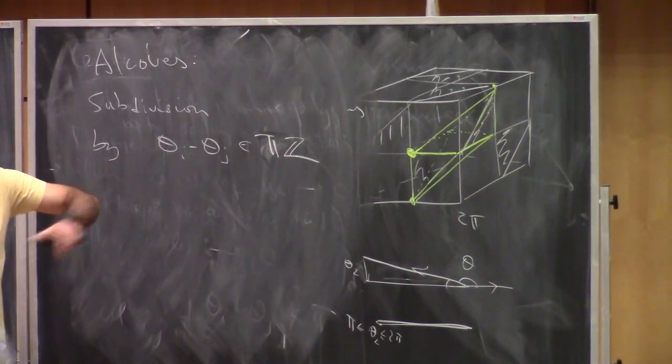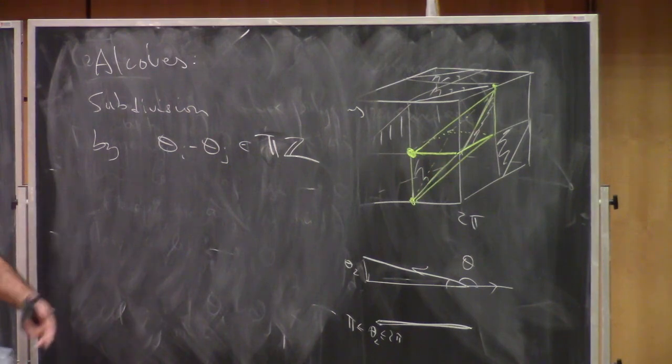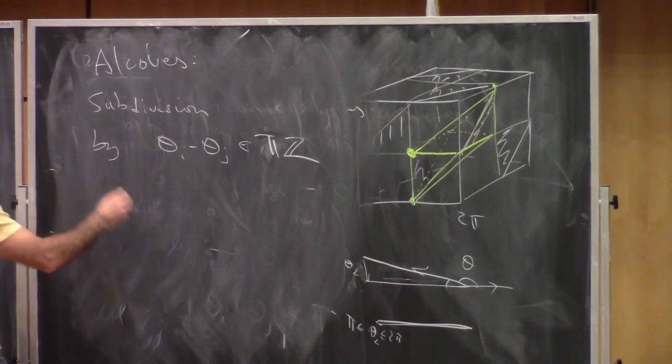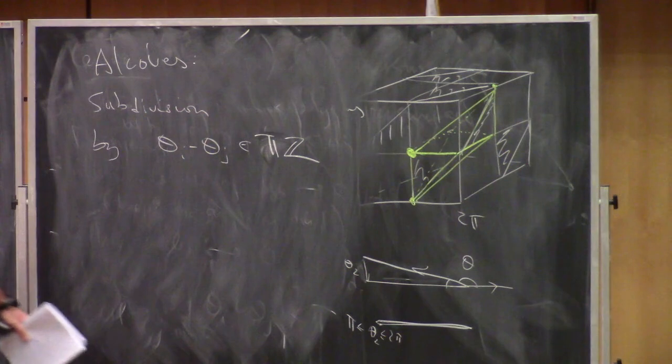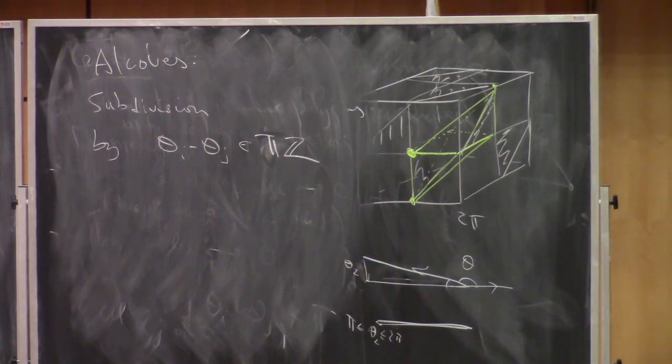So each octahedron is actually subdivided into 4 tetrahedra. I won't draw it, but anyway. So it's 4 octahedra, and now you pull back those alcoves. This becomes a polyhedral complex.